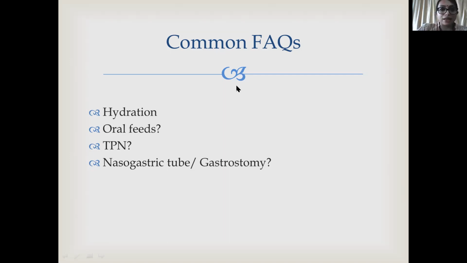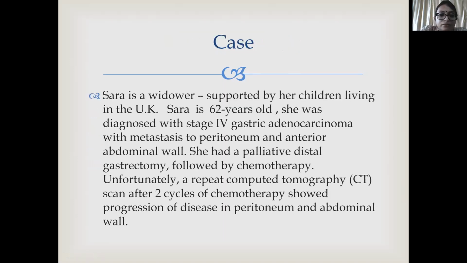So now, having said that, I wanted to go through a case report, but I think time is short. Should we just go through this? I will quickly go through this because this is all about what we have already done. So Sarah is a widower supported by her children living in UK. She's 62 years old, and she's having advanced CA stomach with mets all over her peritoneum. She's already had a palliative distal gastrectomy followed by chemotherapy. Unfortunately, after 2 cycles of chemo, her CT showed disease progression.